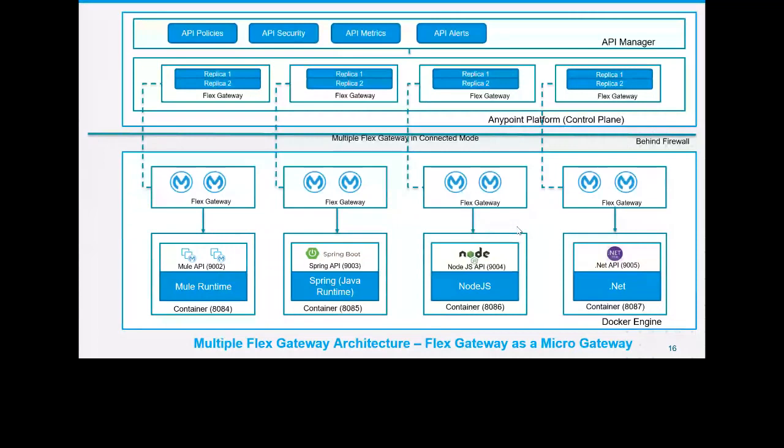Apart from that, you can have one Flex Gateway for each and every API. So one Flex Gateway, one API; a second Flex Gateway for a second API. You may want more security and a different entry point for each and every API. In that case, you can have a different Flex Gateway for each and every API, right? So there are various architecture trends and patterns you can follow for the Flex Gateway.